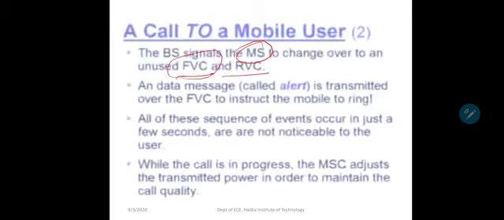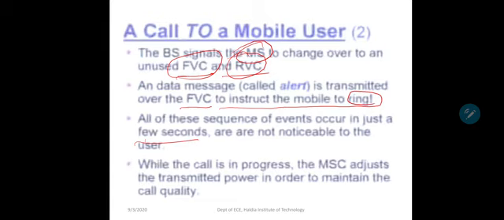So these two forward and reverse voice channels are fixed first of all. That is, your cell phone is going to communicate with the base station through which forward and which reverse voice channels. Once this is established, a data message is transmitted over the forward voice channel to instruct the phone to ring. So basically this is the first time your phone gives you a ringtone, or you are told that you have a call.